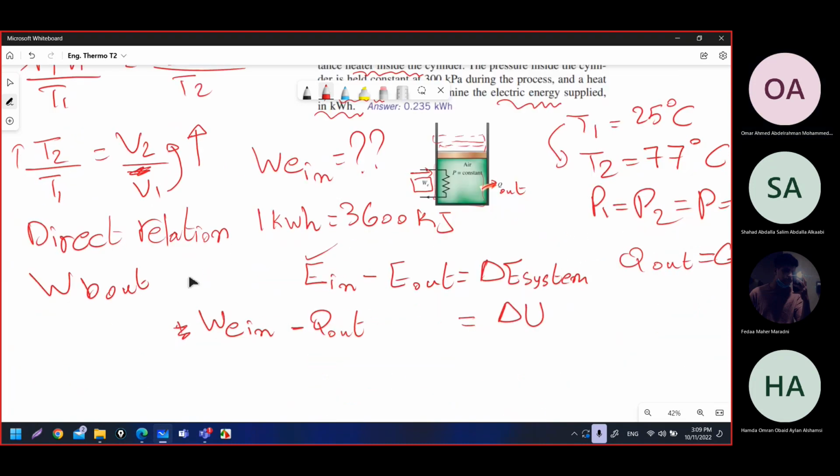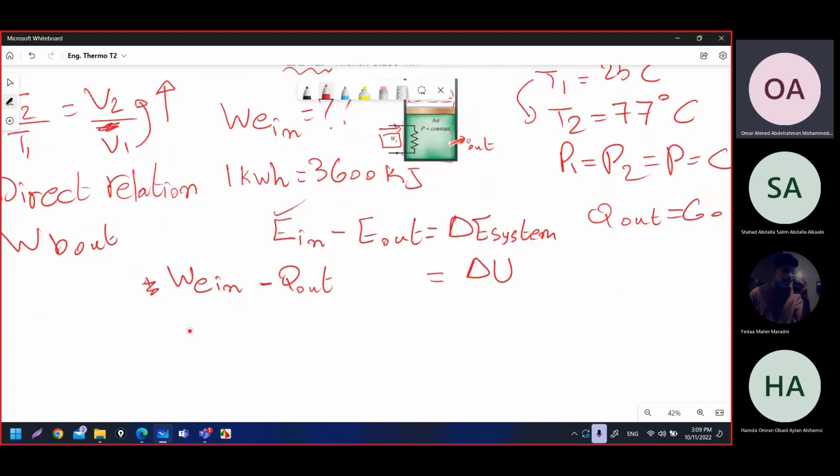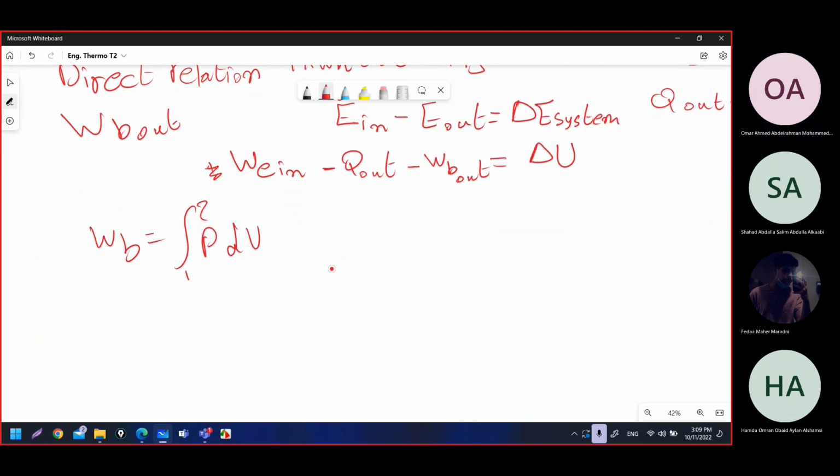So I will put it also in the E out: minus boundary work out. So I finished writing the closed system energy balance equation. Let's find the boundary work out. The general equation is the integral from 1 to 2 of P dV. Now the pressure is constant, right? All I will do is take the pressure out and integrate dV, which gives me delta V.